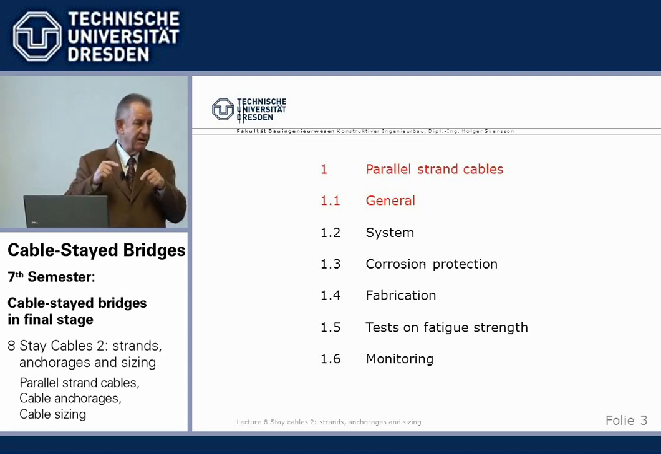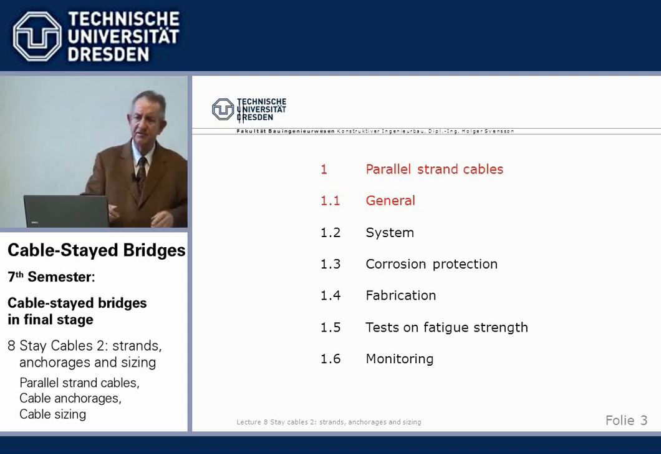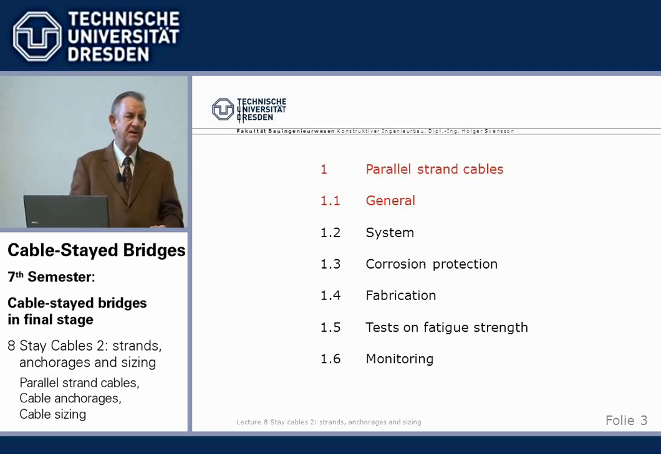But strands, because the individual wires, 5 millimeter wires of strands, are the smallest there are, they are even stronger than the parallel wires. 1860, it's in development to 1770 or something like that. So again, for the same 1 ton weight, I need less steel.